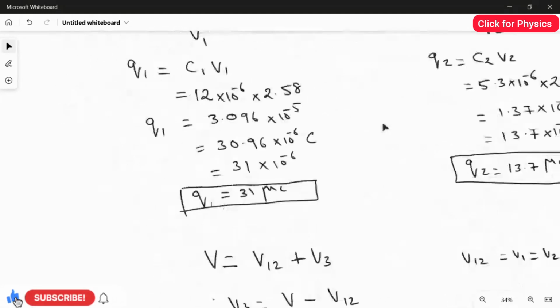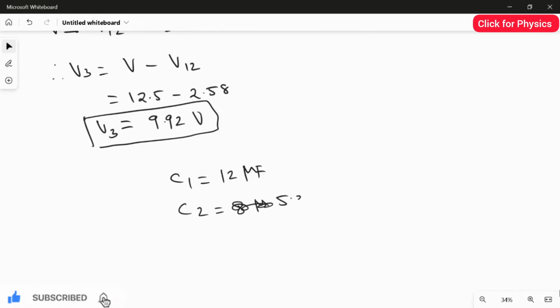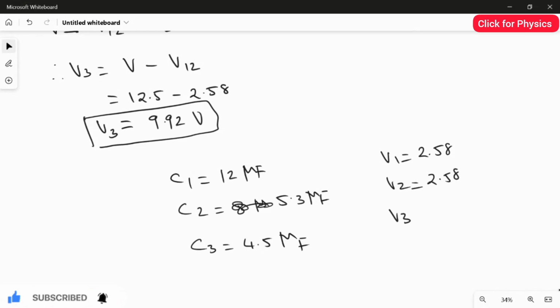Clear? So better we can write everything together. Here we have C1, C2, C3. In the circuit they mentioned C1 is 12 microfarad, right? And the C2 is, what's the value? Not 8 microfarad, it is 5.3 microfarad. And then C3 is 4.5 microfarad, and V1 is 2.58. V2 is also 2.58, and V3 we found 9.92 volt.